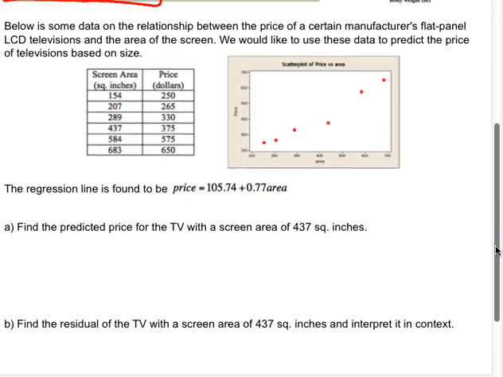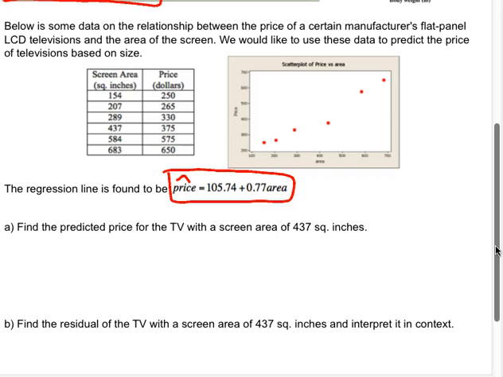So below is some data on the relation between the price of a certain manufacturer's flat panel LCD television and the area of the screen. We like to use the data to predict the price of televisions based on the size. Now here the nice thing is, they actually provided us with the equation. So the predicted price is 105.74 plus 0.77 times the area.